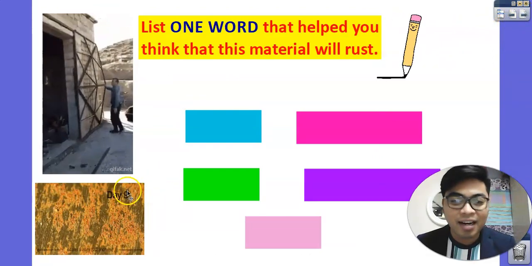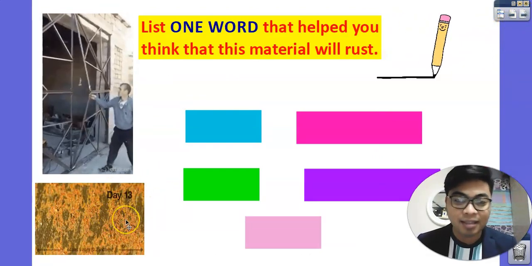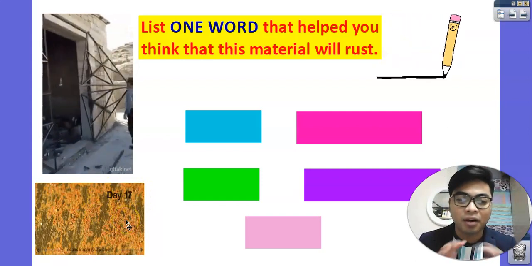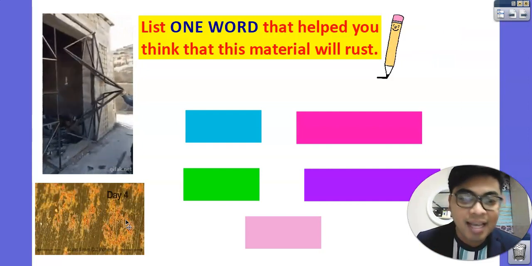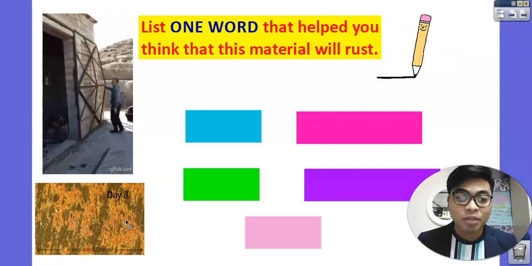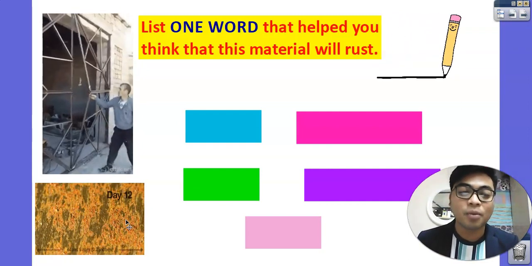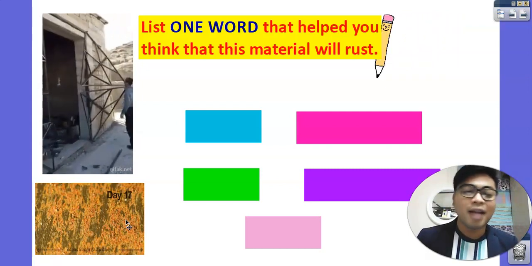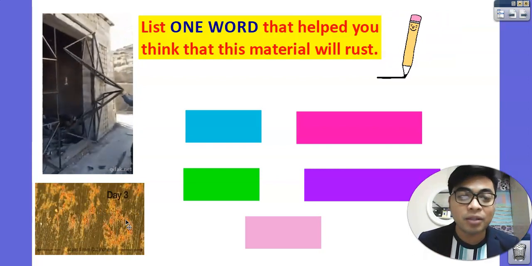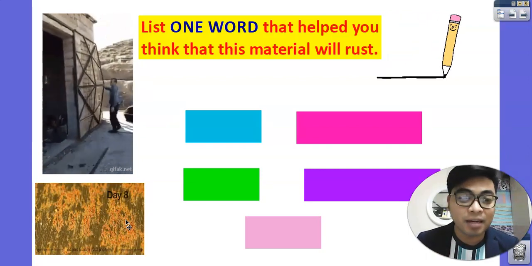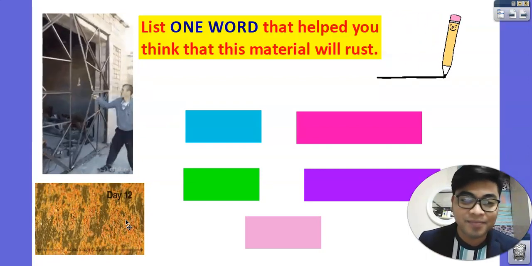And I have here a time lapse. It's been taken with a camera and fast-forwarded over a period of about 22 days. So it rusts actually. Steel is the one which rusts. If you answered steel, could you please tell me one word that makes you think this material will rust?